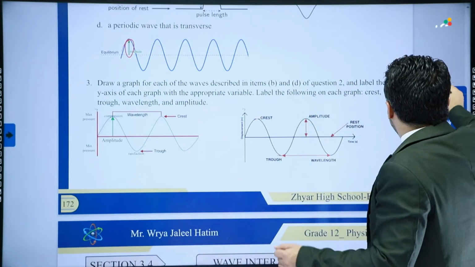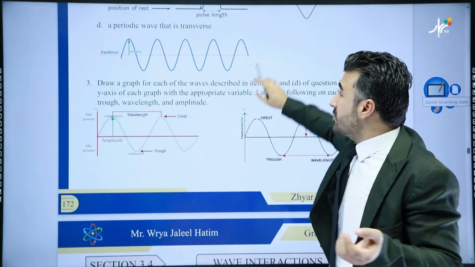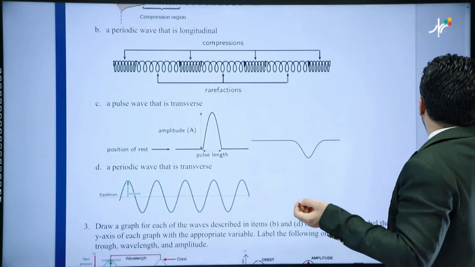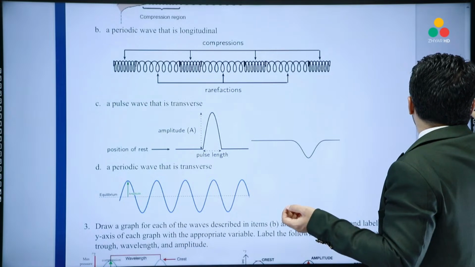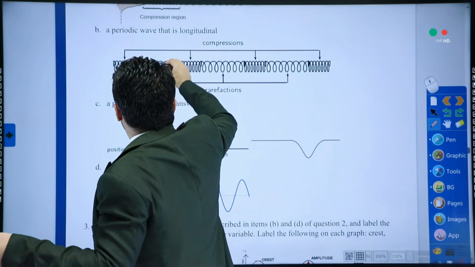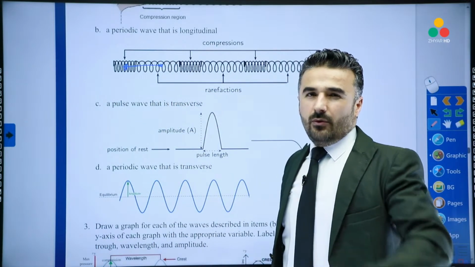What about the amplitude, let's say, for a compression, or let's say longitudinal wave? Can we say this point to this point right here would be considered as an amplitude? Would that be correct?